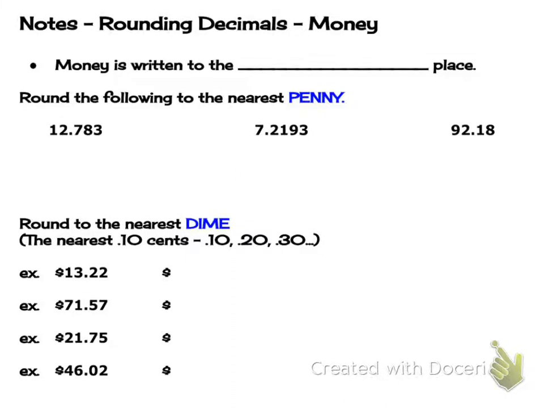In this lesson, we're going to talk about rounding decimals to money. What you need to remember is money is written to the hundredths place. So if we want to round something to the nearest penny, we need to round it to the hundredths. So let's look at this first example.